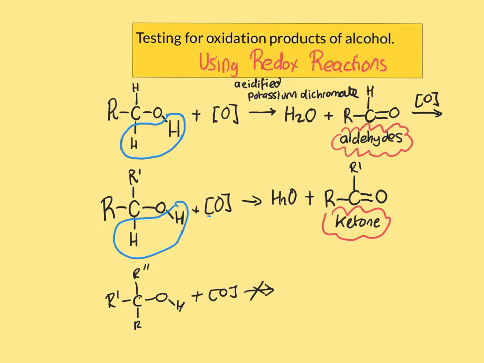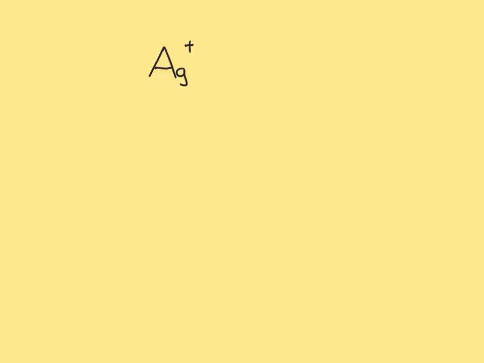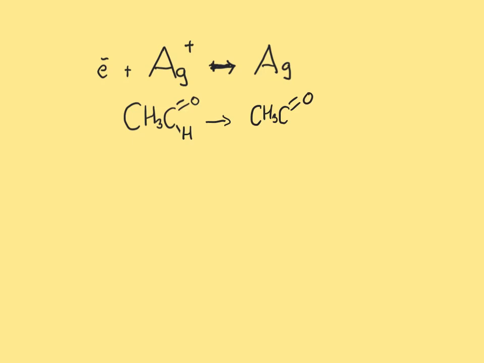The chemical tests all involve redox reactions. At AS, you just need to know that the silver ions, which are dissolved in ammonia, will react with the aldehyde and the silver ions get reduced to silver metal, and therefore they need to gain an electron. The aldehyde, in this case let's look at ethanal, is going to be oxidized even further to a carboxylic acid. In this case, it's going to be ethanoic acid.